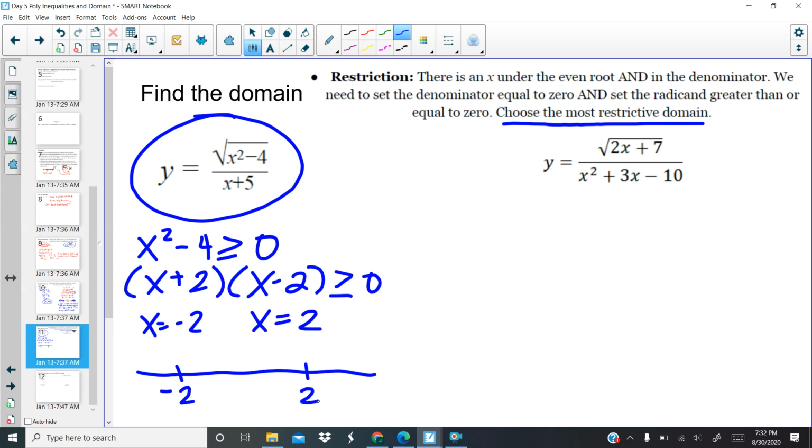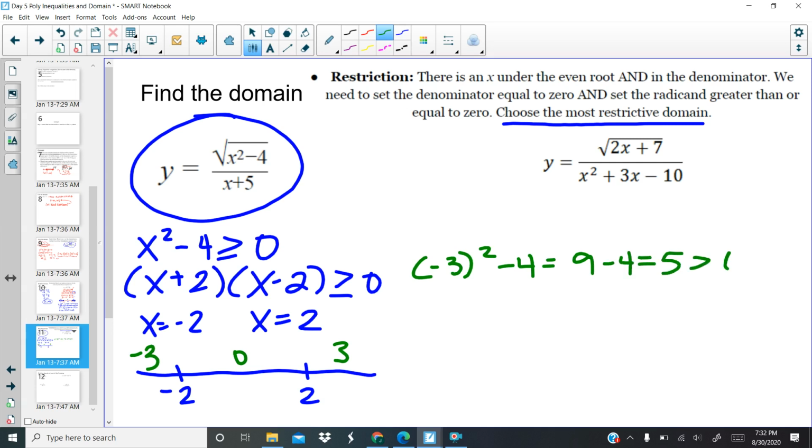And you have to find test points to use for each of them. So my test points are going to be negative 3, 0, and positive 3. So I'm going to come over here and do negative 3 squared minus 4, which is 9 minus 4, which is 5, and 5 is greater than or equal to 0. So we want to use that first interval.